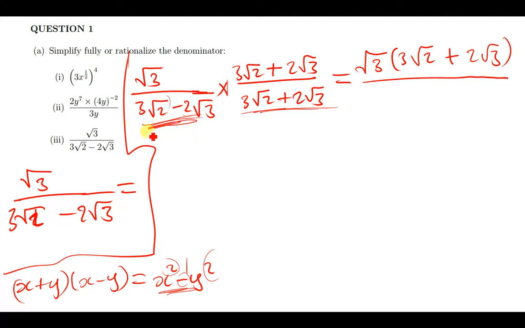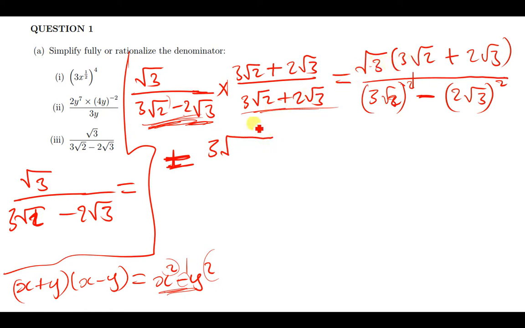So we're going to square the first part, the 3 root 2. Say 3 root 2 squared, and then minus, we also square the second part, which is 2 root 3. We square this. So this is now equal to, root 3 times 3 root 2, this is going to give us 3 root, we multiply 2 and 3, 2 times 3. Then plus 2 root 3 times root 3, that's the same as 3 times 3 under the root, then everything divided by.